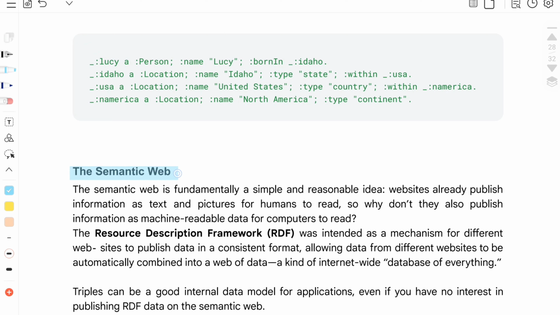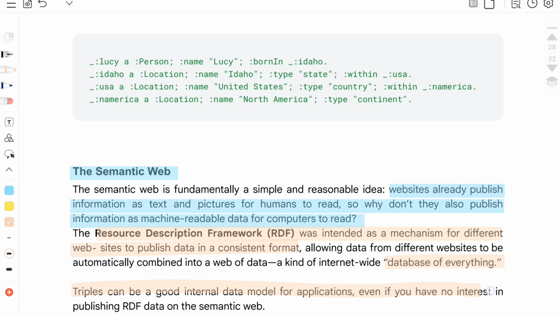The semantic web. The semantic web is fundamentally a simple and reasonable idea. Websites already publish information as text and pictures for humans to read. So why don't they also publish information as machine readable data for computers to read? The Resource Description Framework, RDF, was intended as a mechanism for different websites to publish data in a consistent format, allowing data from different websites to be automatically combined into a web of data, a kind of internet-wide database for everything. Triples can be a good internal data model for applications, even if we have no interest in publishing RDF data on a semantic web.